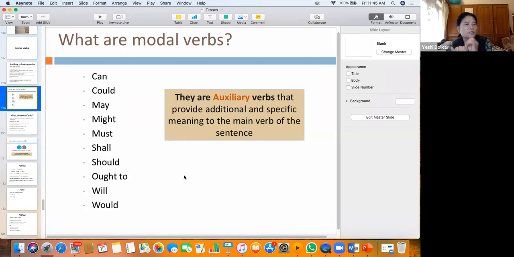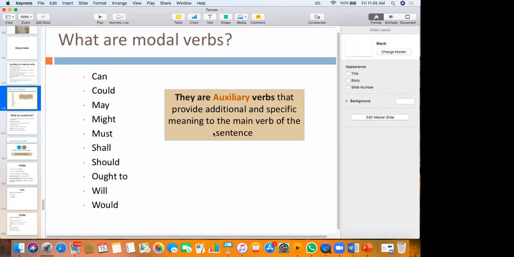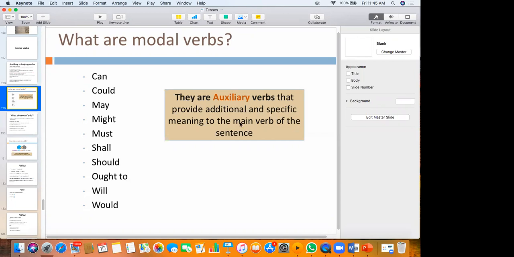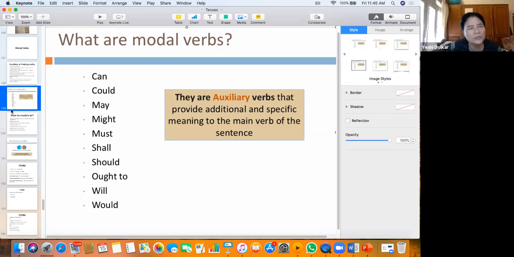All right. It provides an additional and a specific meaning, a different meaning to the sentence. Okay, so we'll see what kind of meaning you get. These are some examples of these modals.